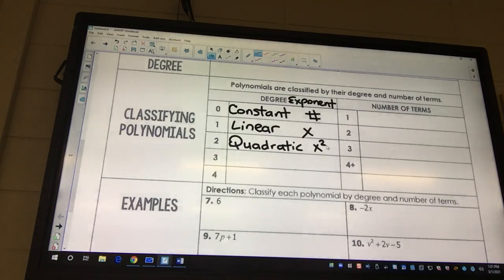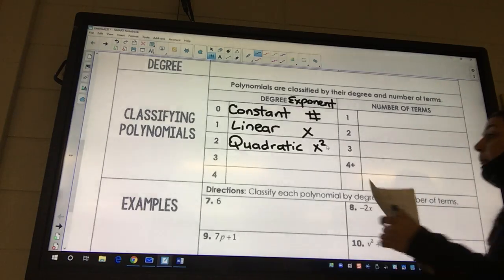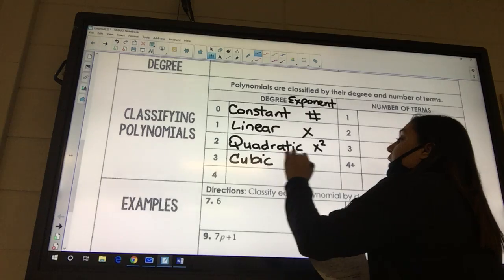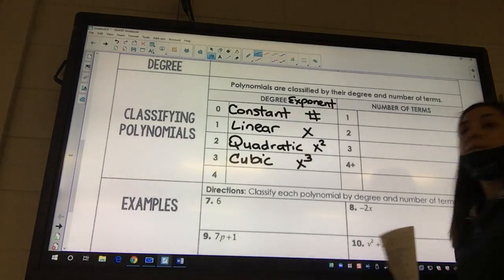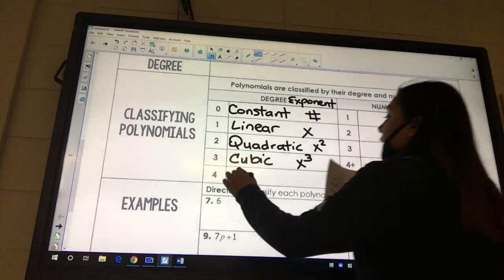4 years in mathematics. This other garbage, use it for your test, that's it. Cubic is going to be x to the third. Okay, cubic you will be using a lot too. We haven't really started it yet, but you will be. If it has a degree of 4, it's going to be quartic.